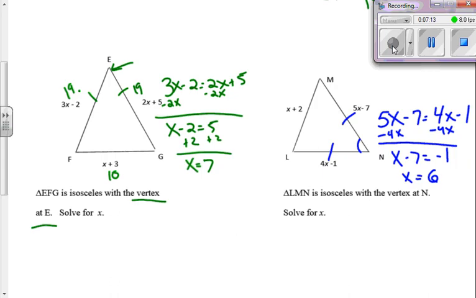All right, go ahead, x equals 6. So my vertex angle was N. That means that these two sides were the congruent ones. They sandwich it. All right, if you got it wrong, pause the video, look at the work. If not, let's continue on.